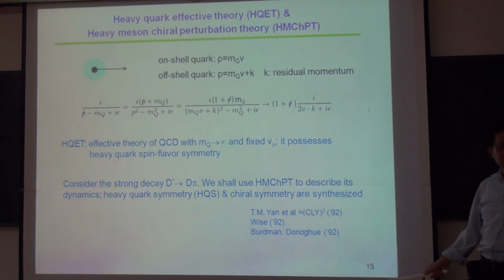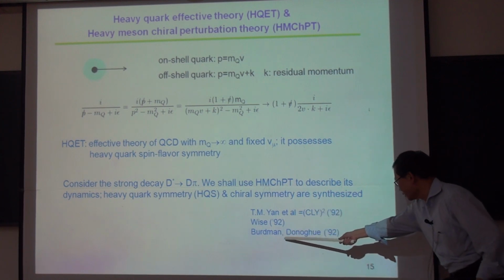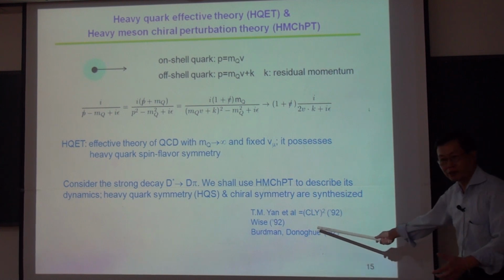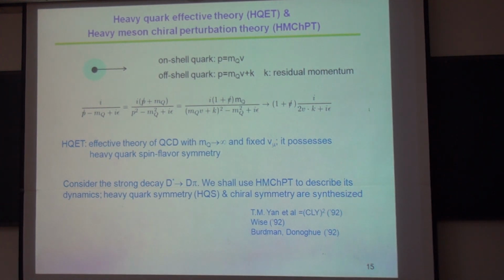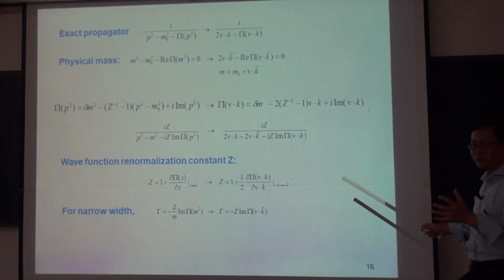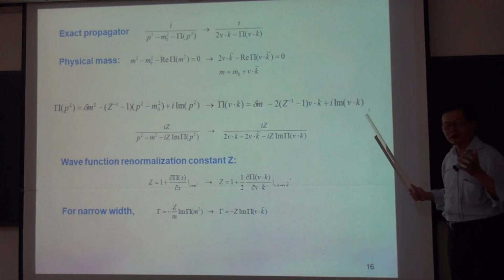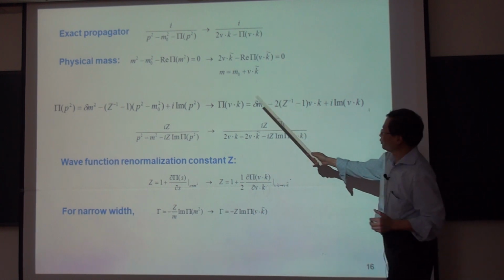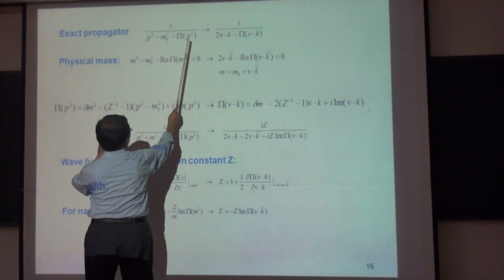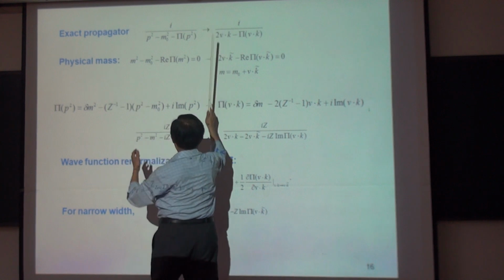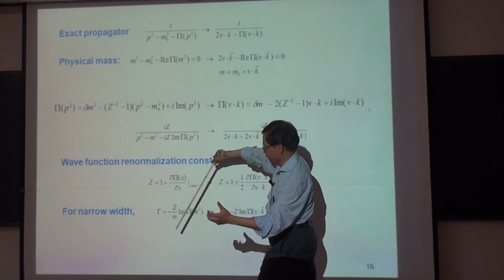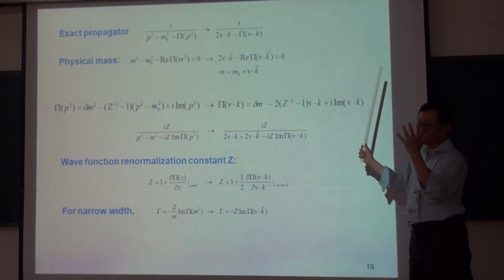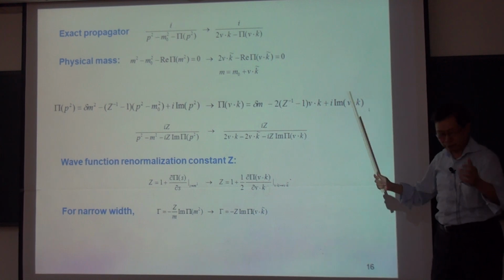This paper has become a very classical paper, as of today the citation count is almost 500. There are also papers by Mark Wise and by Burdman and Donoghue. Anyway, we have this approach. In the heavy meson chiral theory, instead of writing the full propagator, you just rewrite it in terms of v dot k. The left hand side is the propagator in the full theory, and the right hand side is what you have in the heavy meson chiral theory.